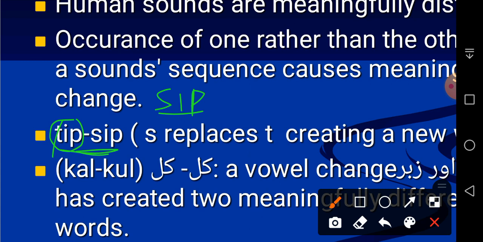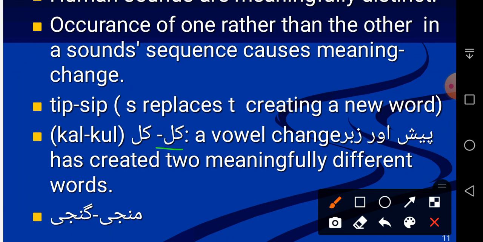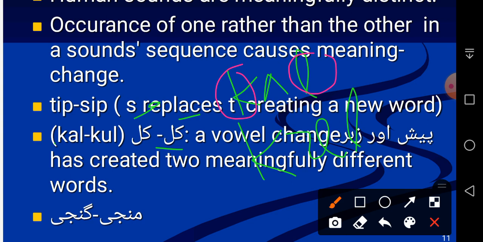Okay, same goes here. Urdu word kal with a zabar and kul with a pesh. So kal and kul, actually kal is written like this, and kul is written like this. Okay, let me change the color. Okay, so here, as you can see, this consonant and this consonant are the same, and this consonant and this consonant are the same. We have changed just one phoneme here, that is the vowel sound, zabar and pesh. What happened? Kal has a different meaning in Urdu, and kul has a different meaning in Urdu.